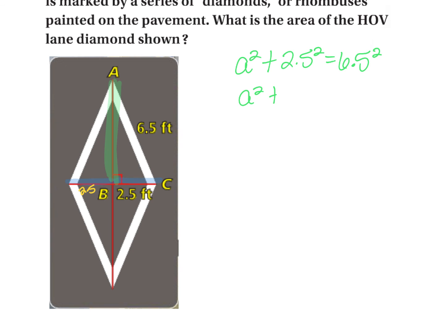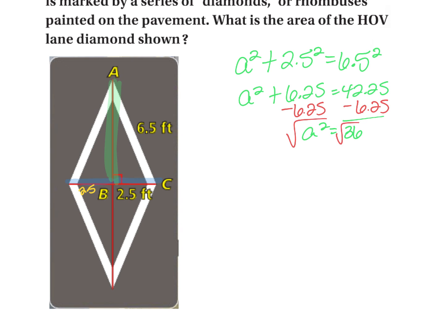So a squared plus, I know that's 6.25. I've got to put the other one in my calculator. 6.5 squared would give me 42.25. Now let's subtract 6.25, subtract 6.25. So I have a squared equals 36, I believe. Square root. This is a coincidence. a is 6. They're not always 6. It's just a coincidence on these last two problems. So that's 6. That must mean this is 6 as well.